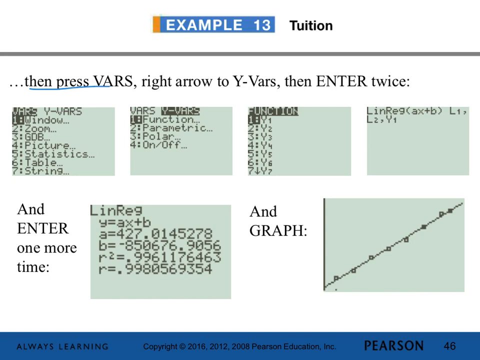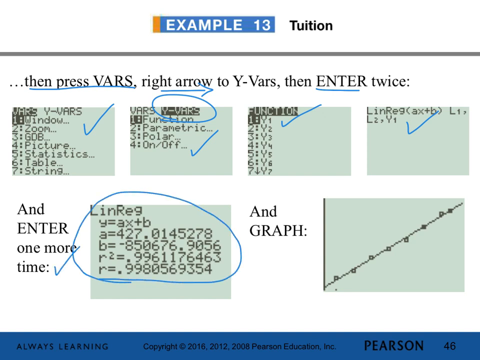Then you're going to press the vars key, which takes you here. You're going to right arrow to the Y vars key, which is here. You're going to press enter twice. First time to choose function, second time to paste it onto the screen. Then you press enter one more time. This is what you see.